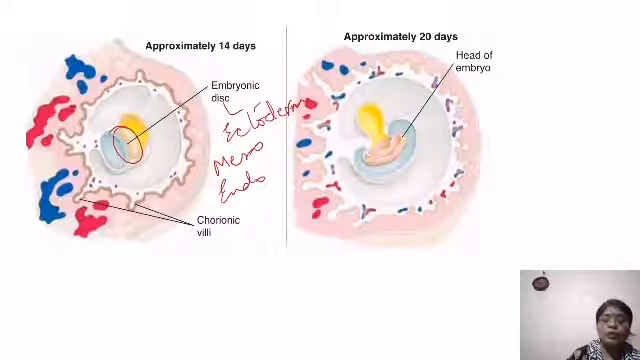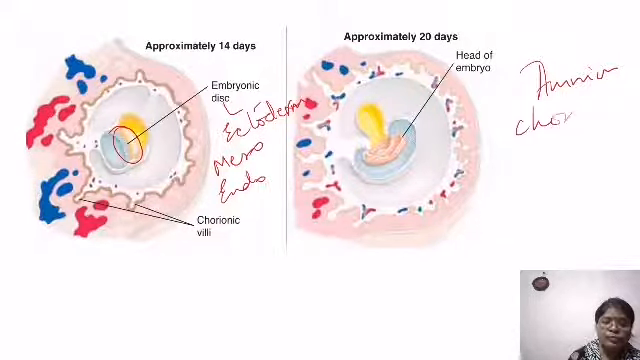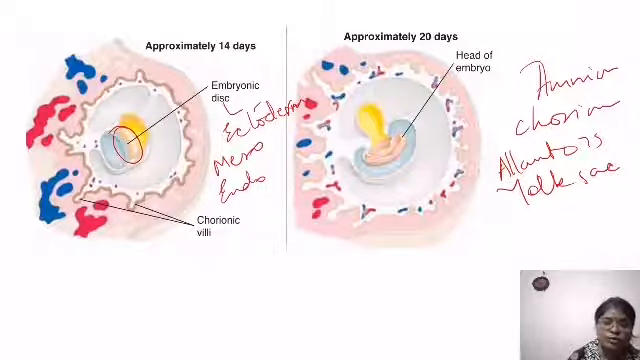Now as you move on, what do we find? These are the three germ layers, and at 20 days the embryonic membranes can now be clearly distinguished. Now you can see there are the embryonic membranes: amnion, chorion, allantois, and your yolk sac. I'm going to talk about them in detail. So here what do you see? This is your yolk sac.